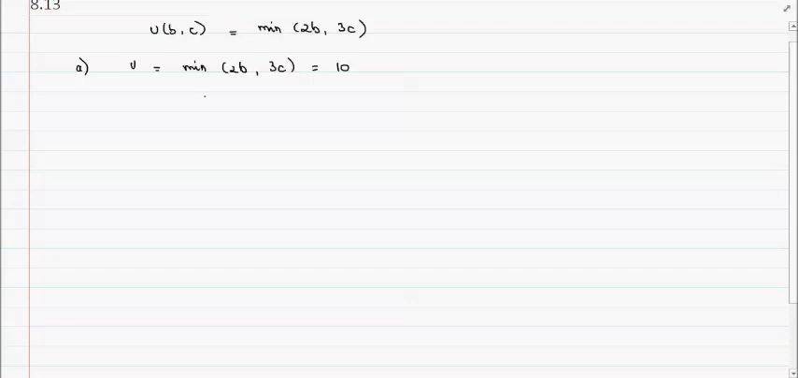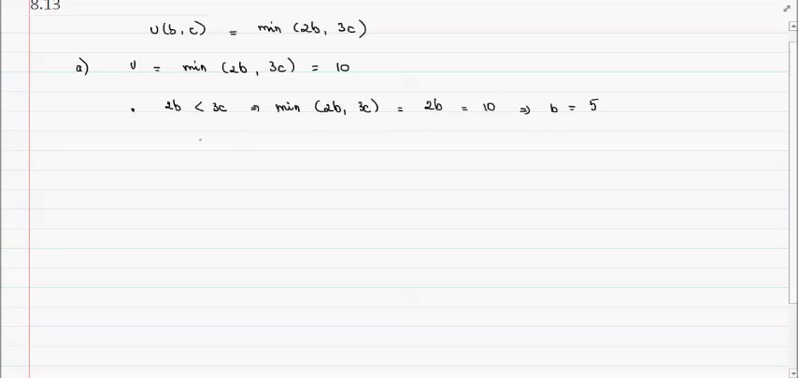So how do we draw the indifference curve for this case? We do not know the values of 2b and 3c, so we have three cases to explore. The first case is where 2b is smaller than 3c. Then the minimum of 2b and 3c is equal to 2b, because 2b is smaller. If we equate that to 10, that corresponds to b equal to 5.